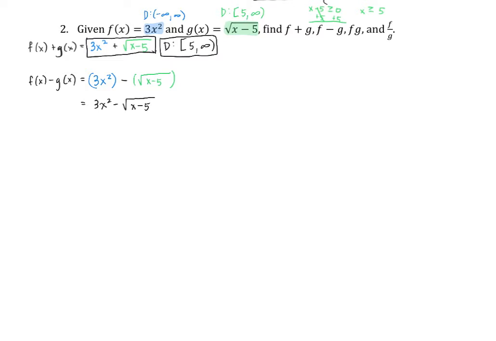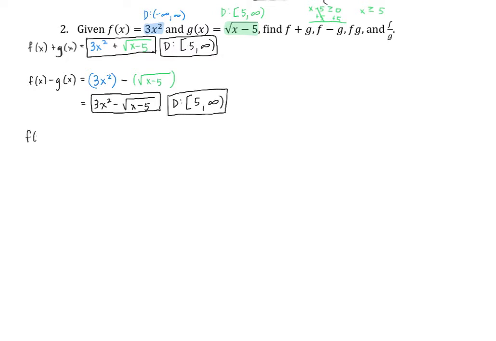Notice you cannot distribute the negative under the radical. So it does not become negative x plus 5. You can't distribute that under the radical. So it's just a minus the whole radical. There are no like terms. You can't combine something out of the radical with something under the radical. So that is your difference. And again, the g is part of the difference, so the domain, again, is going to be restricted to 5 to infinity.